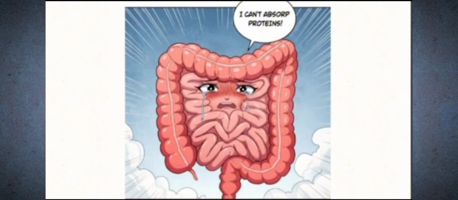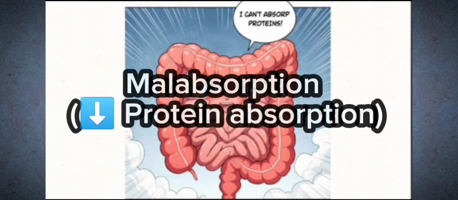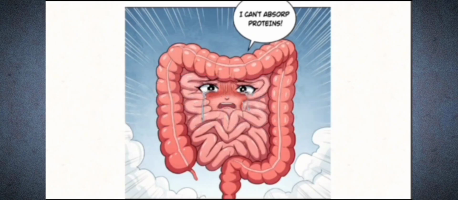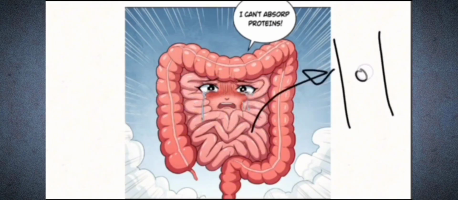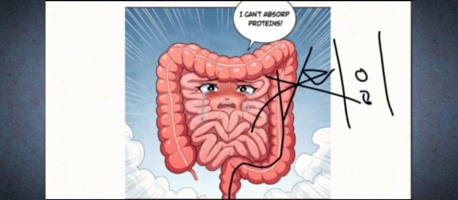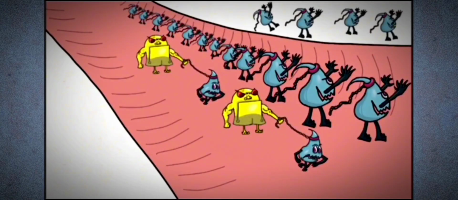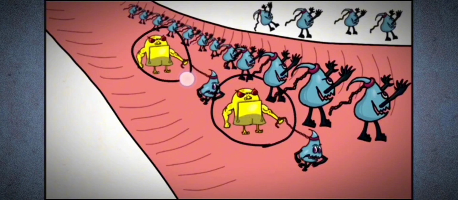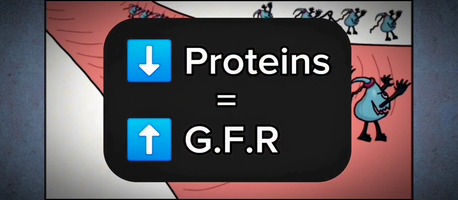And fourth, malabsorption syndromes. In this case, the small intestine fails to absorb dietary proteins properly. So even after digestion, proteins are lost in the stool rather than entering the bloodstream, which ultimately reduces plasma proteins. All of these lead to low oncotic pressure, which means less resistance to filtration and therefore a higher GFR.